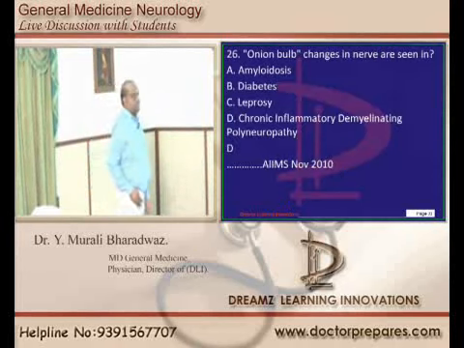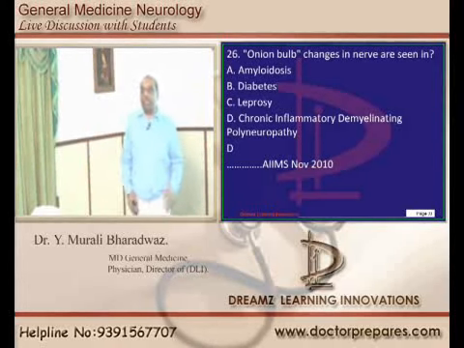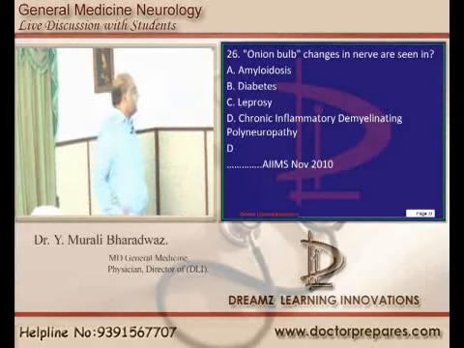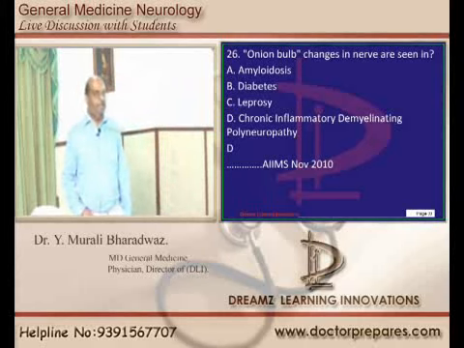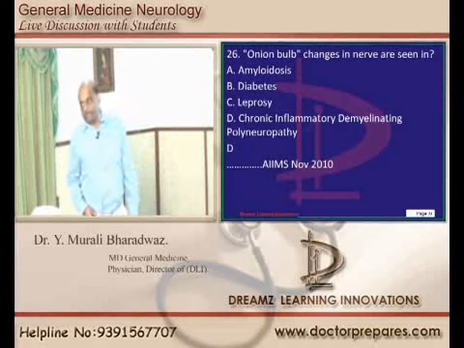Onion bulb changes in the nerve endings, where do we come across? Now we are going to talk about an entity called CIDP, AIDP. CIDP means chronic inflammatory demyelinating polyneuropathy. If there is a chronic one, there must be an acute one. It is called acute inflammatory post-infectious demyelinating polyneuropathy. What is the other name for it? Guillain-Barré syndrome is also called AIDP.